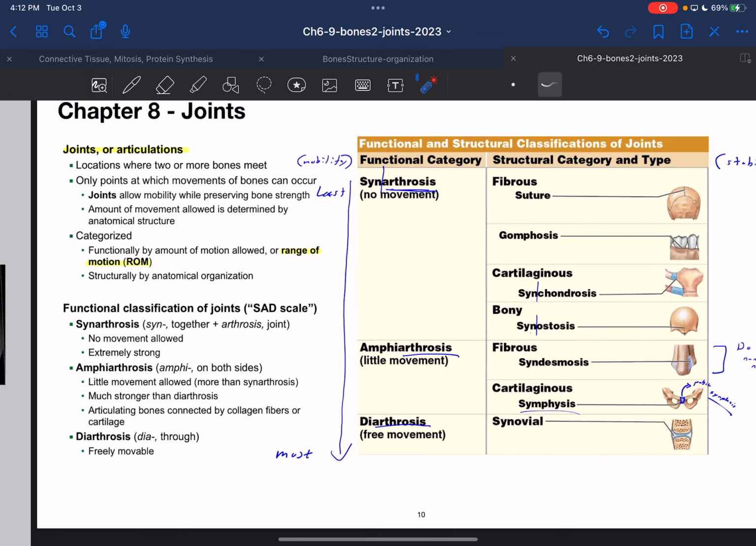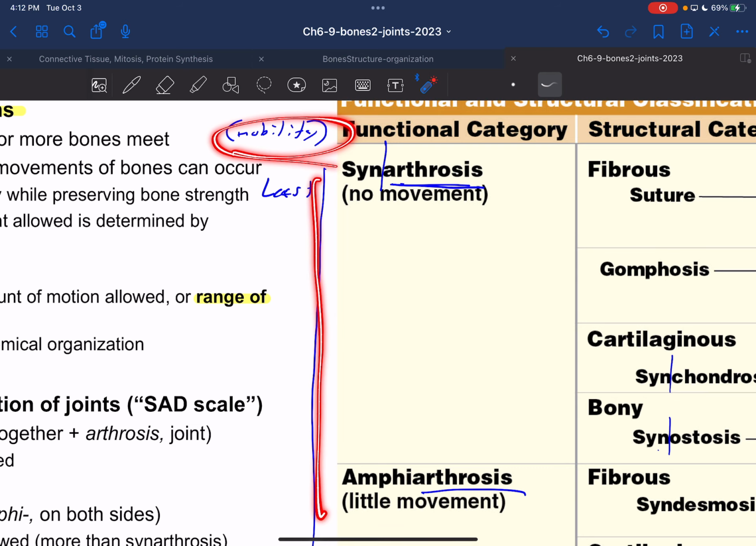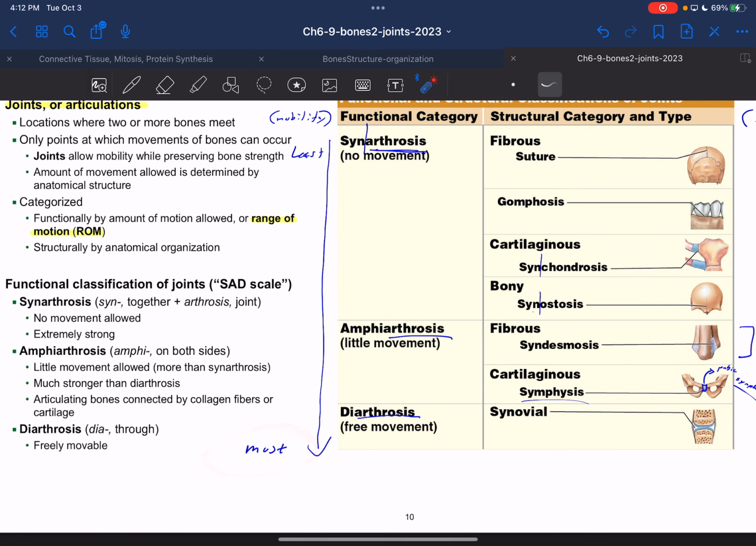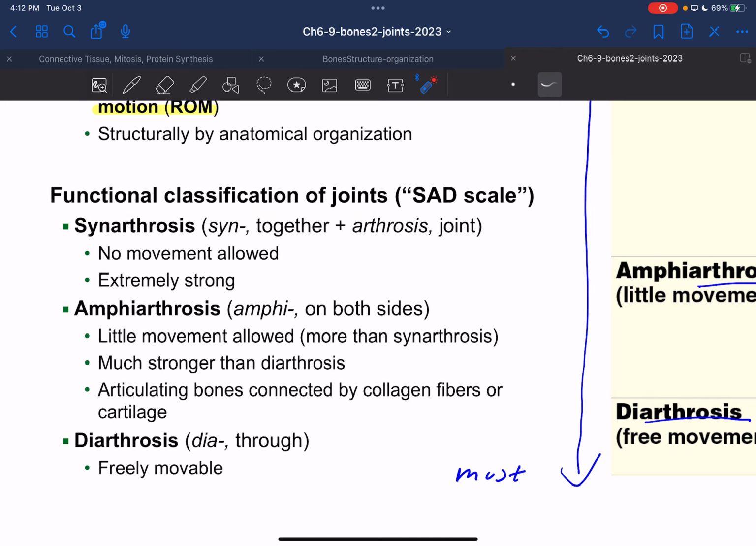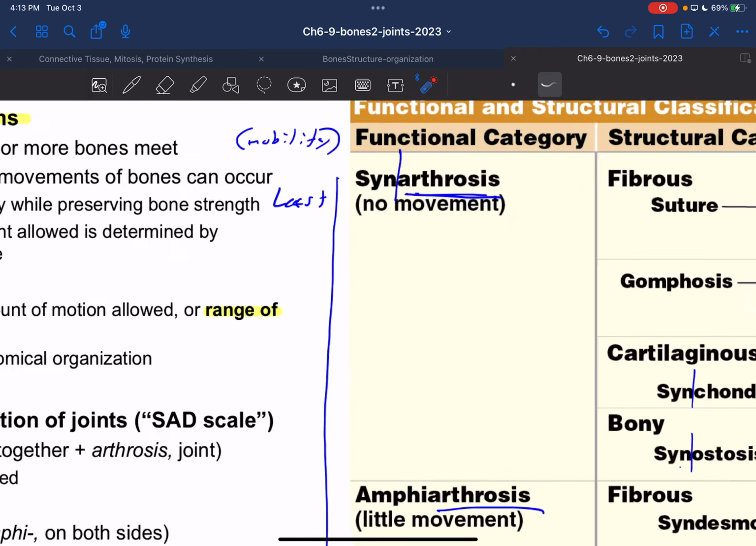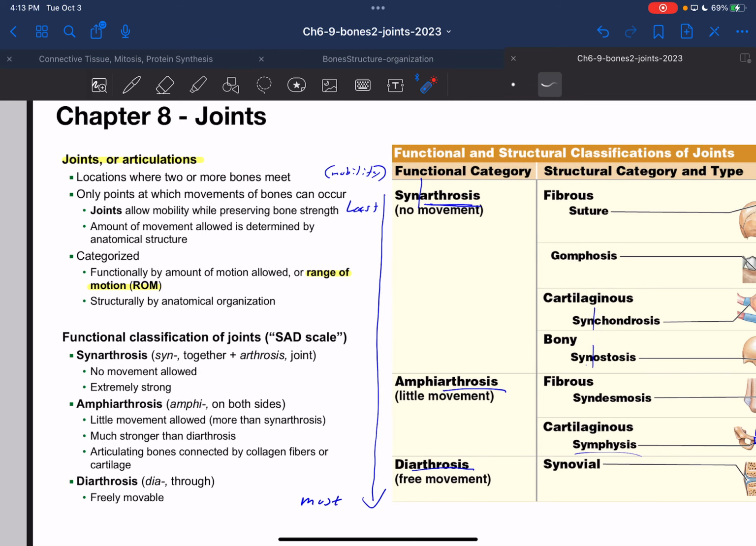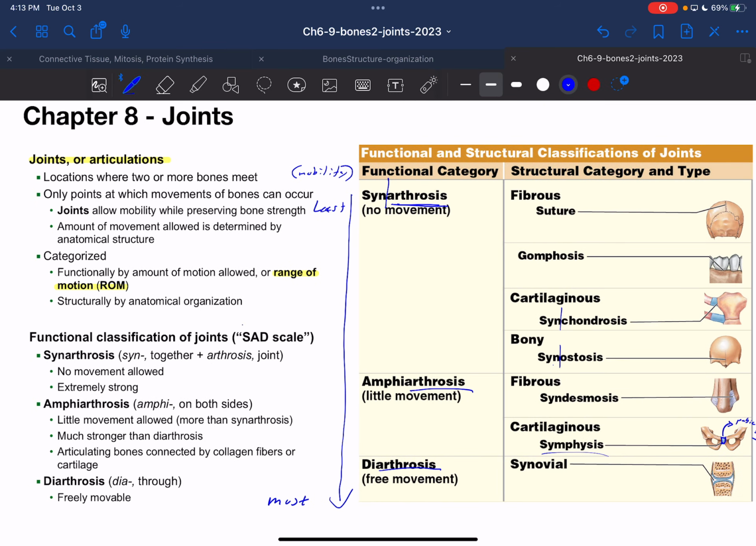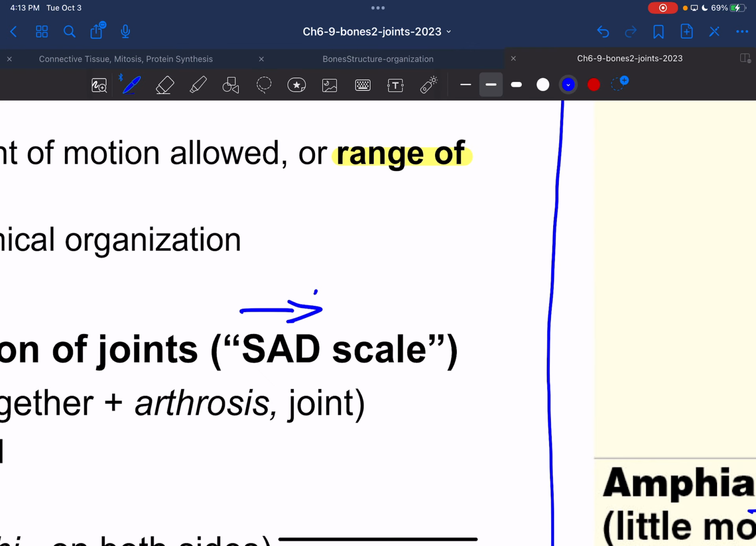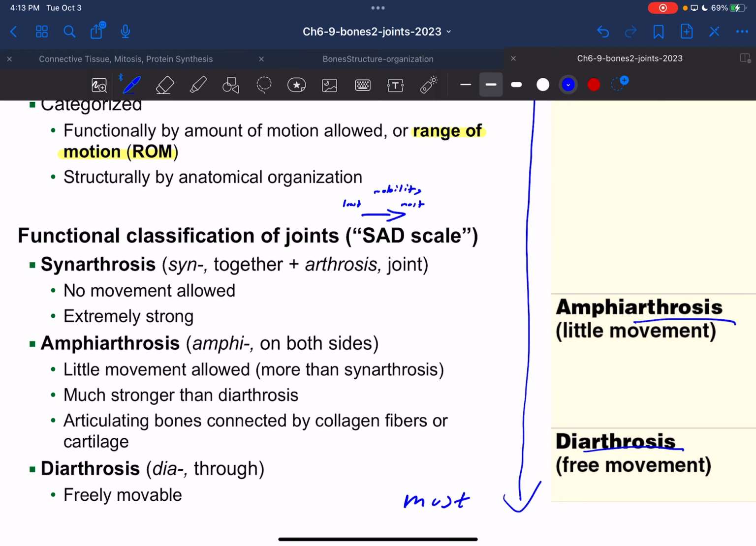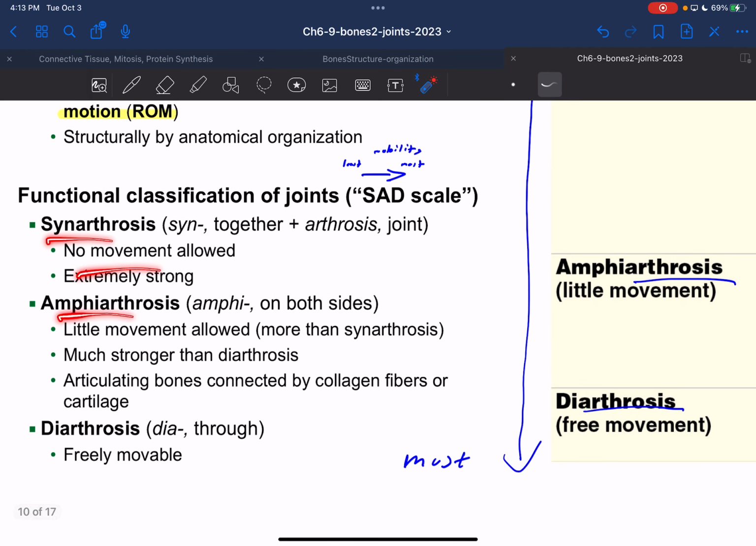Next, we have this SAD scale. That's just what I personally call it. That's the mobility scale that you're seeing here, least to most. And so when we talk about the functional classification, you can see that I call it the SAD scale, because I use S, A, D. It helps you remember which one's the most mobile and which one's the least mobile. This is a nice little way of illustrating it, with most and least. And remember, this is mobility. The SAD scale. And each one's defined for you down here.